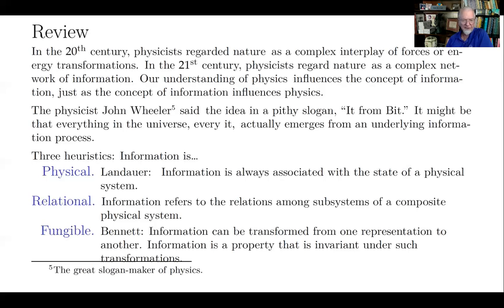Okay, so lastly, information is fungible. And Bennett stated, information can be transformed from one representation to another. So the information is a property that's invariant under such transformations.